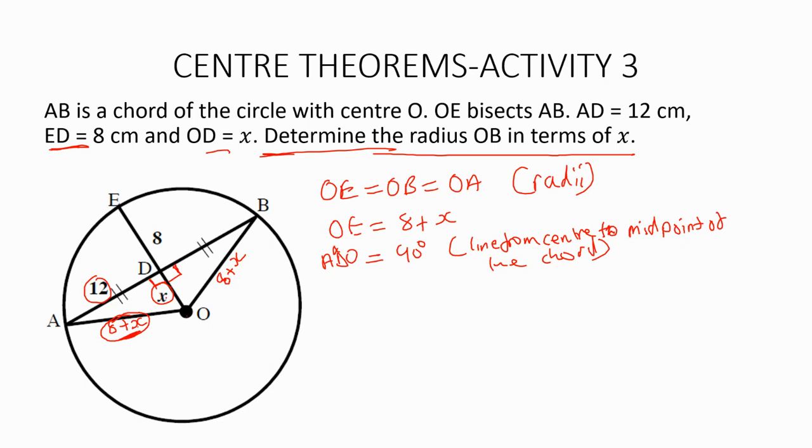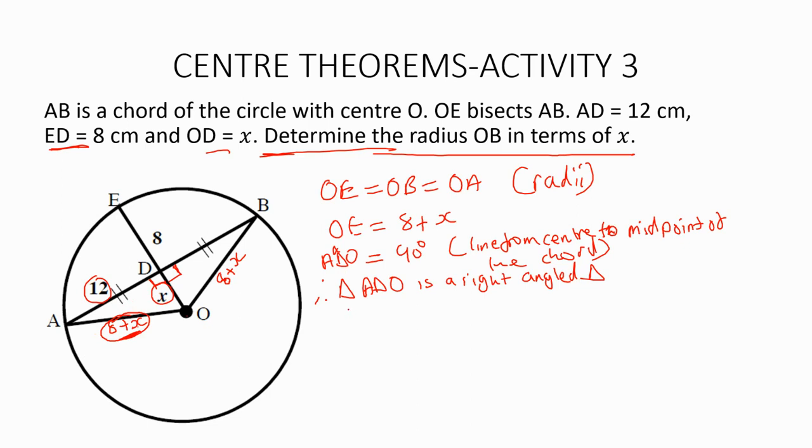Now this angle here is 90 degrees. A line drawn from the center to the midpoint of the chord is perpendicular to the chord. Remember that, okay? So it means this angle is 90 degrees. Therefore, triangle ADO is a right angle triangle. Do you see that? Okay, right. Now let's use our Pythagoras theorem.